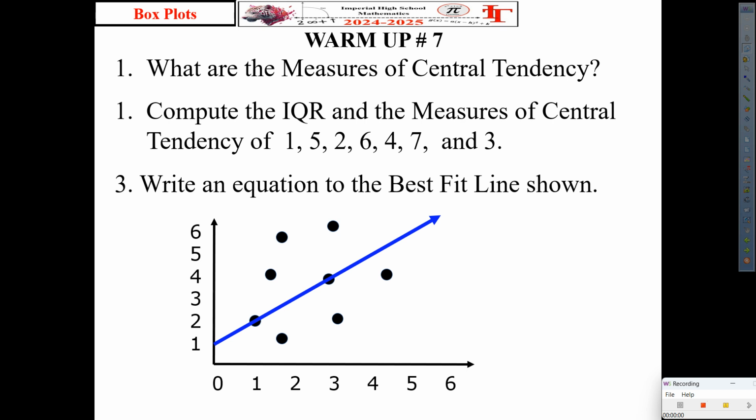Warm-up number 7 is on the screen. Let's get started, please. That shouldn't take you long. By now, you guys are experts at all that. And we'll go over it right after. Copy and go.